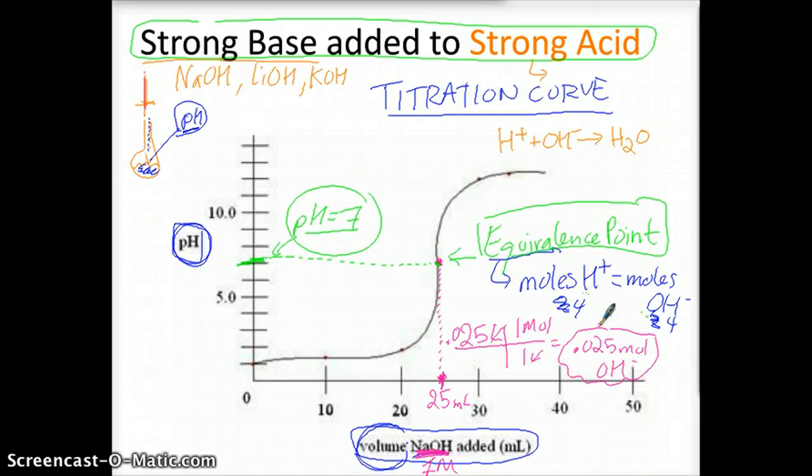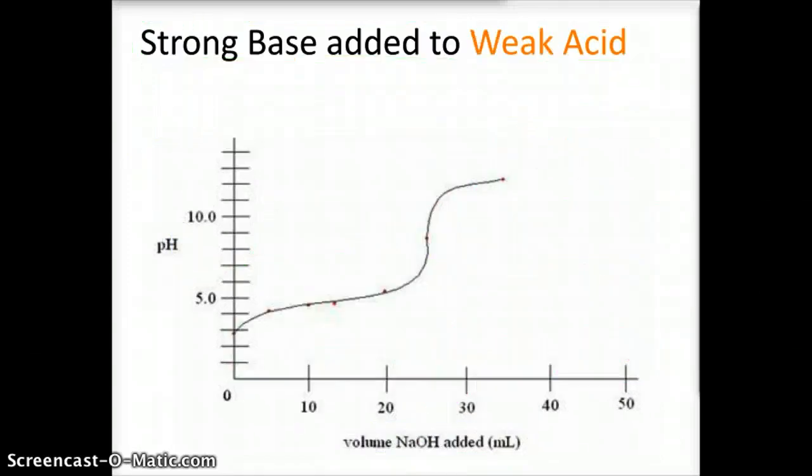What's powerful there? Therefore, at the equivalence point, you must also have 0.025 moles of H plus, because at the equivalence point, the moles of H plus and the moles of OH minus are equal. That's what gives you the neutral pH. We'll do calculations with calculating moles and determining pH and everything, but that's when a strong base is added to a strong acid. What if you add a strong base to a weak acid?